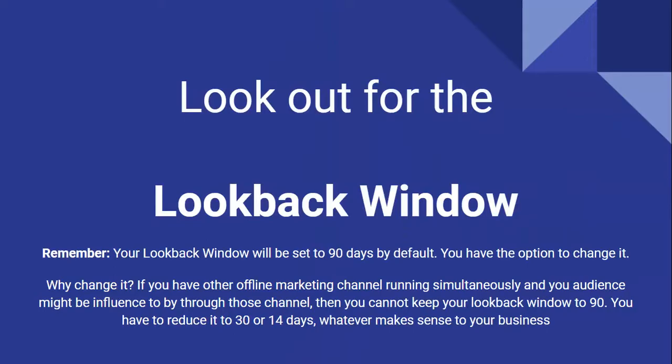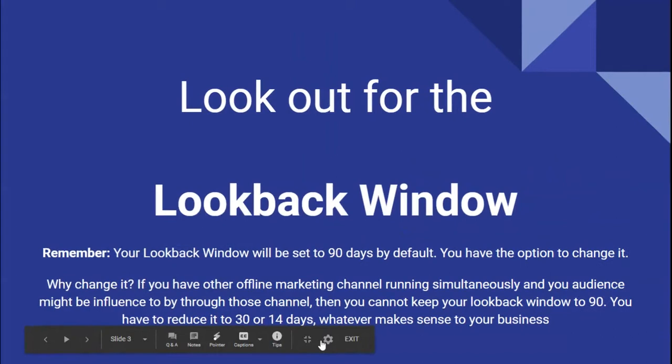Okay, so now when you have your conversion pixel set right, what's the next step? What should you be doing? Your next step would be to get the look back window. Now, what is a look back window? Look out for the look back window. Your look back window will be set to 90 days by default. You have the option to change it. Why change it? If you have other offline marketing channels running simultaneously and your audience might be influenced by those channels, then you cannot keep your look back window at 90 days. You have to reduce it to 30 or 14, whatever makes sense to your business.